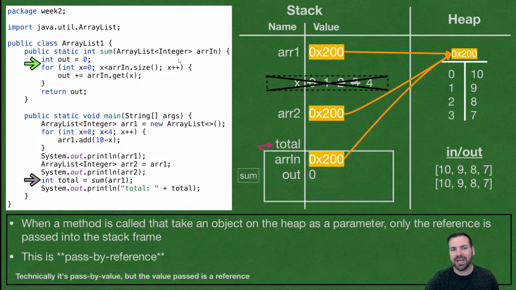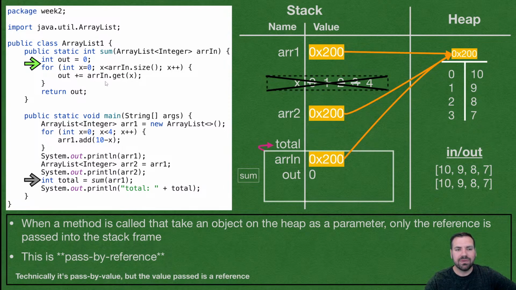So pass by reference is very similar to assign by reference, in that only the reference got sent to this method. Again, we didn't create a new array list. We didn't copy all the values of the array list. We didn't do anything like that. We just said, hey, sum method, here are the directions where you can find an array list of integers on the heap.